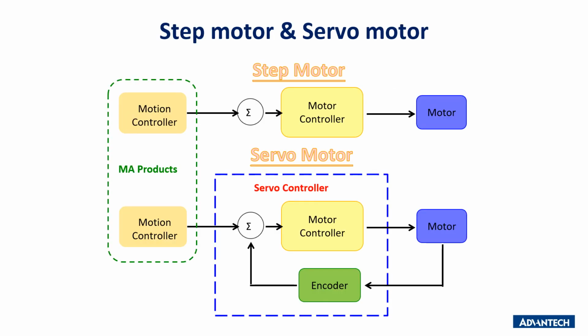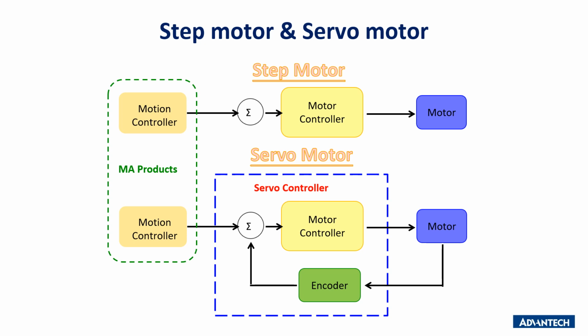On this page, we are going to talk about what a step motor and a servo motor are. The traditional step motor is open loop control, like the top picture shows. The motion controller will send the command to the motor controller to control the motor, and the motor will not feed back any information. Therefore if the motor has some error, the controller will never know.